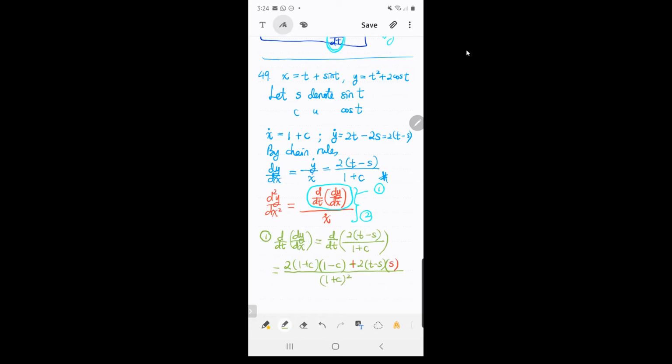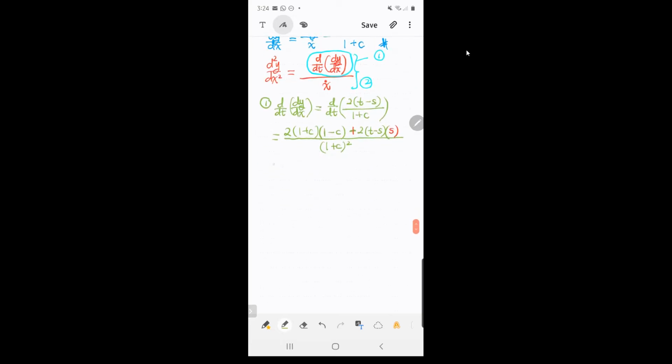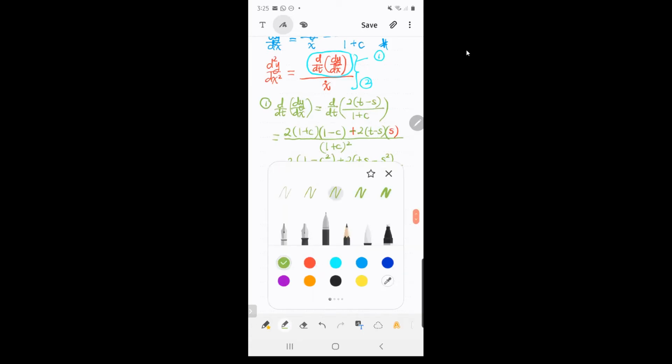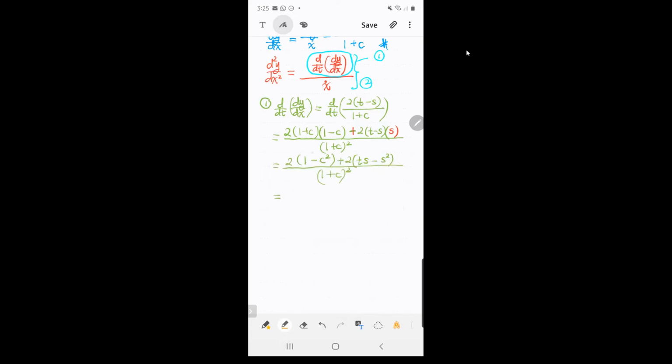All right. So now we move on. Simplify. When you simplify, you have 2 bracket 1 minus c squared, followed by positive 2 open the bracket ts minus s squared, divided by 1 plus c in the bracket squared. Okay. Now move on. So what is 1 minus c squared? Do you see there's this 1 minus c squared here? What is this 1 minus c squared?